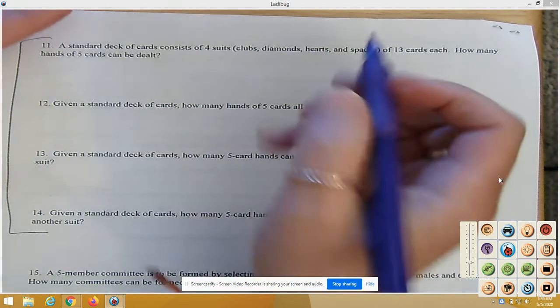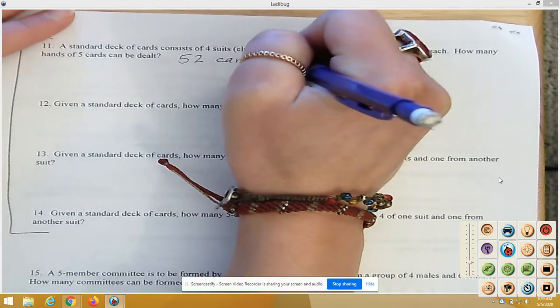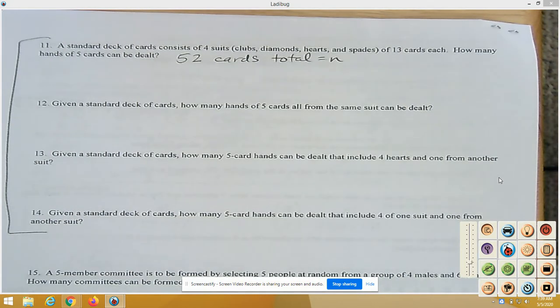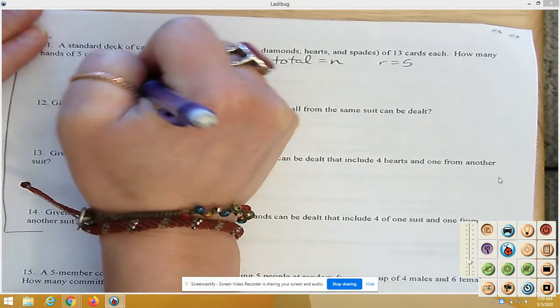All right, well, this is saying that there are 52 cards in a standard deck. So that's going to equal N, our total. And I don't care about a particular lineup. I just want to have 5 cards. So therefore, R is 5. So we're going to do 52 choose 5.